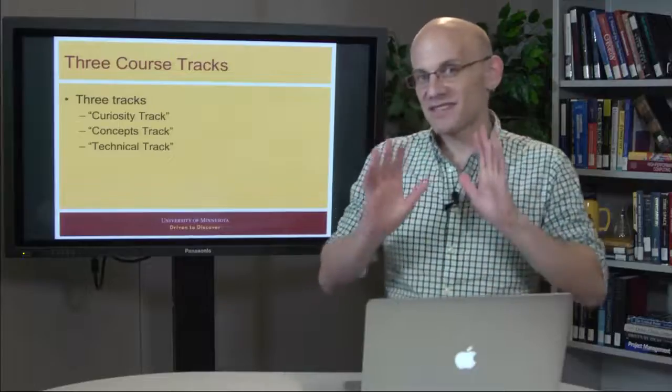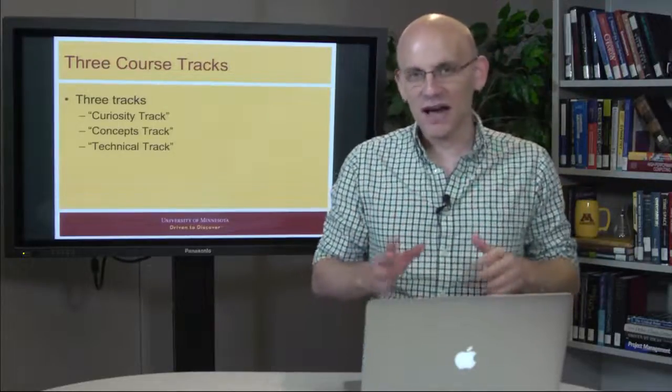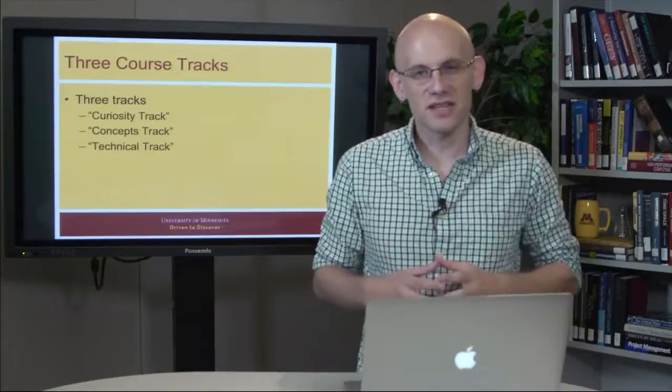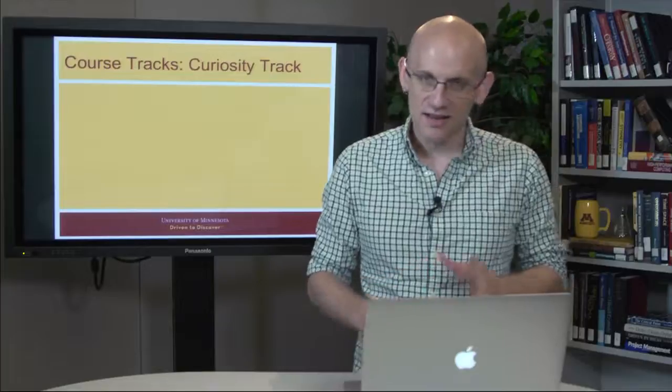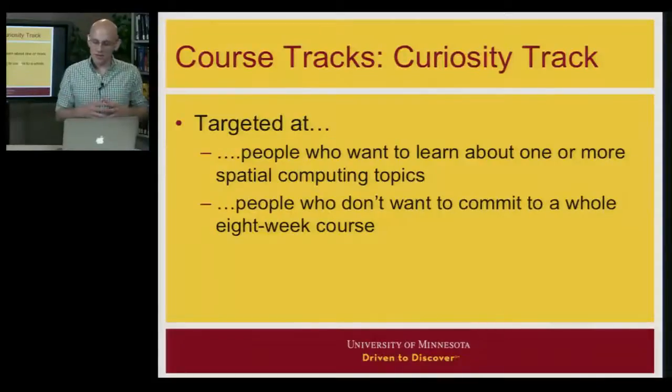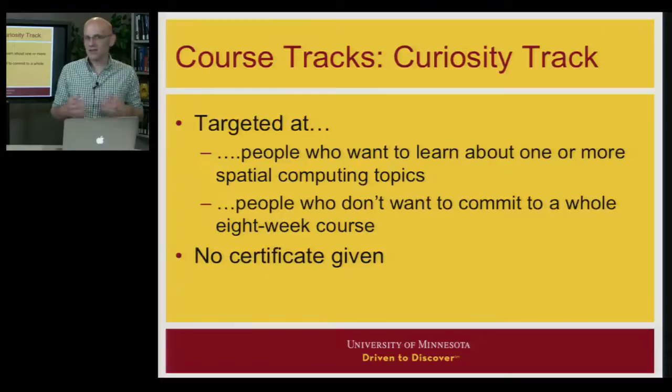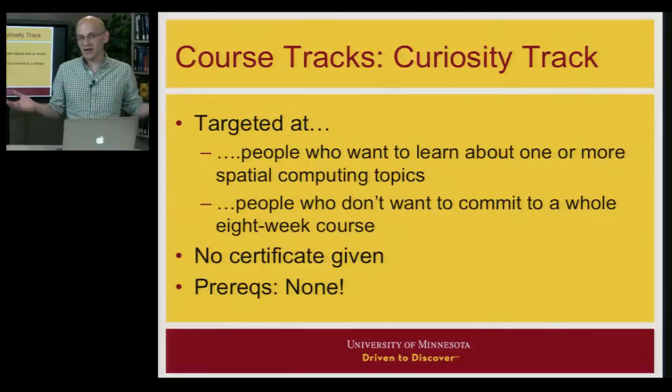Okay, the course has 3 tracks, and we're going to go through these tracks, and your goal by the end of the discussion here is to figure out which track you want to take. So the first track is the curiosity track. Now this one's pretty simple. It's targeted at people who want to learn about one or more spatial computing topics, but not the whole thing, right? You don't want to commit to the whole 8-week course. For this track, of course, no certificate can be given, but you'll get all the knowledge that you gain from participating in the modules and watching the videos and so on. We have no prerequisites for this. We'll let you figure out what you can do and encourage you to do it.